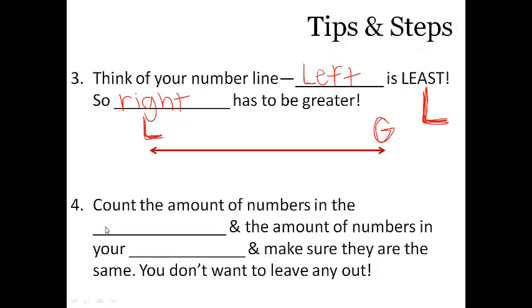Number 4, count the amount of numbers in your problem and the amount of numbers in your answer, and make sure they're the same. You don't want to leave any out. So what it's talking about is if you get 5 problems and they say list these in order from least to greatest, you don't want your answer to only have 4 numbers because then you wouldn't have finished the problem and it won't be correct. So make sure that you count all the ones in your problem and all the ones in your answer.